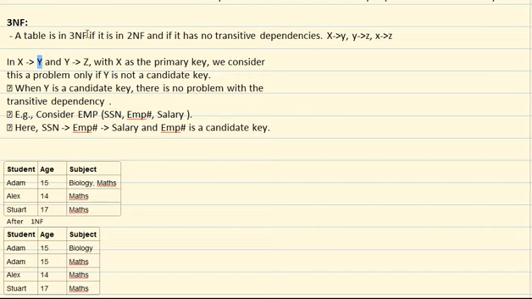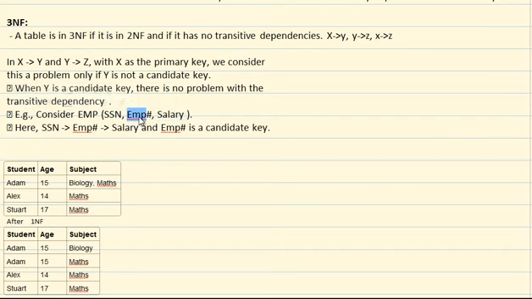and it has to satisfy the rule of disallowing transitive dependencies. For example, if SSN determines employee number and employee number determines salary, then this is 3NF form. Even though this is transitive, it is still in 3NF form, because SSN is X and employee number is Y, and Y determines Z, salary is Z. And since Y is a candidate key, this is not a problem.